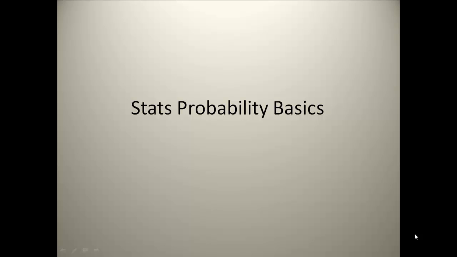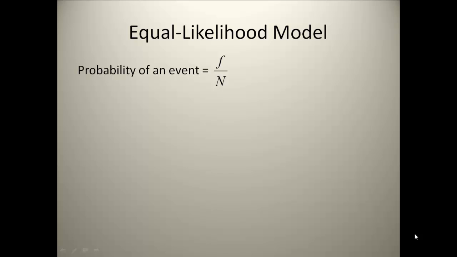Let's take a look at some of the statistics probability basics. This model right here is probably what you're very familiar with as far as probability goes. Our probability of some event happening is equal to f over n, where f is the number of ways that you can win, whatever your event is, and n is the total number of outcomes that there are.